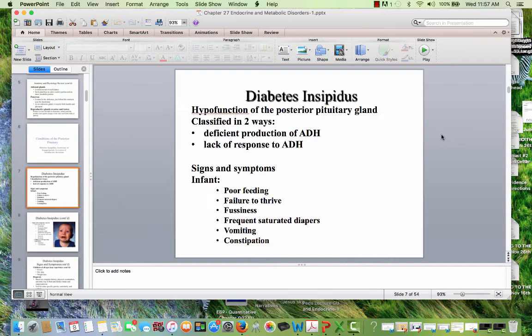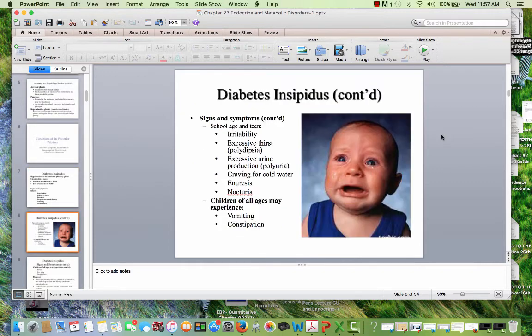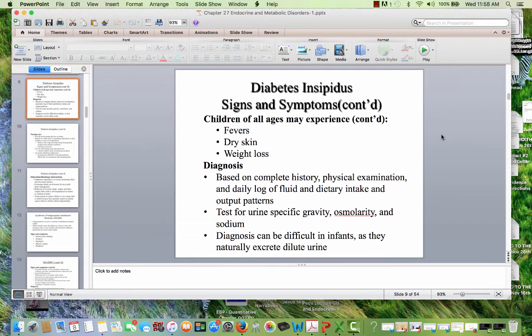And then with nephrogenic diabetes insipidus, there can be polyuria, polydipsia, hypernatremia, diluted urine, vomiting, dehydration, and there can be fever and possible changes in the mental status. One of the biggest things that you will see is dehydration. And so these are just some of the signs and symptoms that I mentioned earlier. In particular, I have them listed on here with the particular age groups that you might see some of these manifestations. So children of all ages may experience fevers, dry skin, and weight loss. And that seems to be pretty consistent.